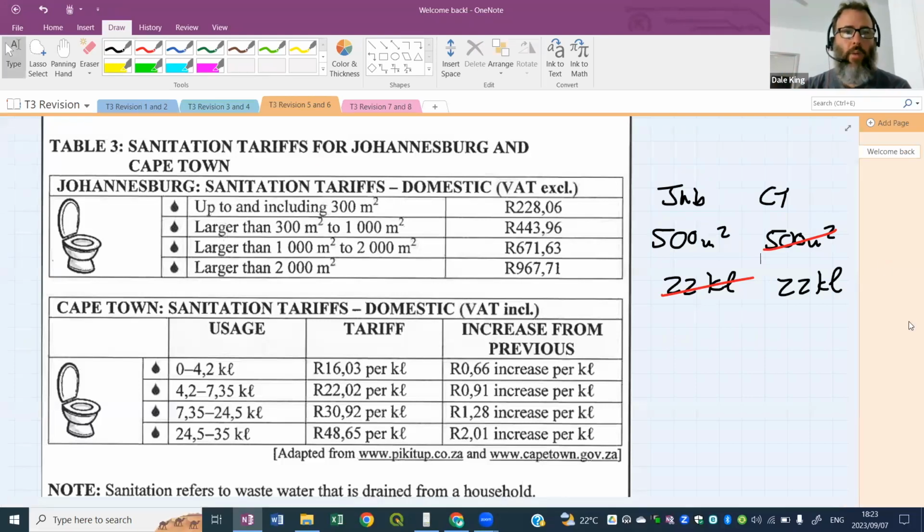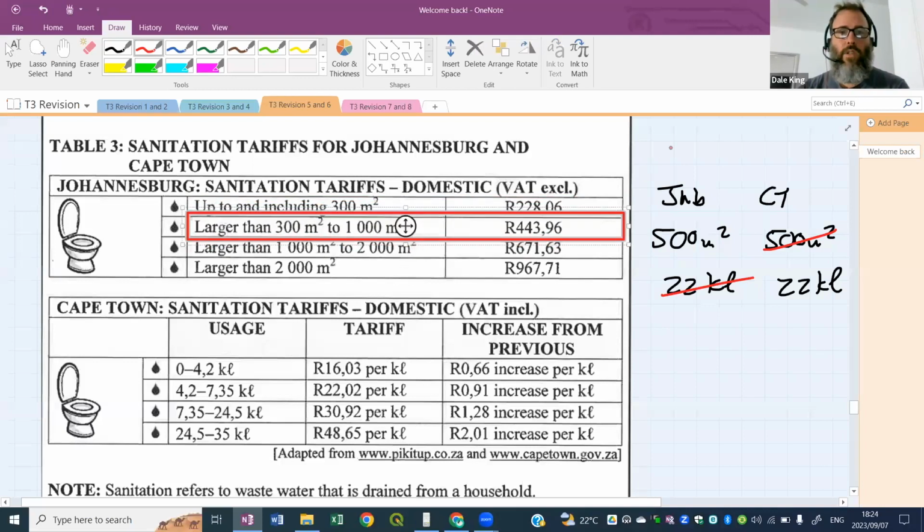Which bracket am I going to work in if I'm using 500 meters squared? The second one. So that's the bracket we've got to work with. They say larger than 300 meters, less than 1,000. That's the bracket we're working in for sure. And it's a flat tariff of 443. And this is obviously per kiloliter. So the 22 will be used, but it's 443. Hold on. No, that's a flat tariff.